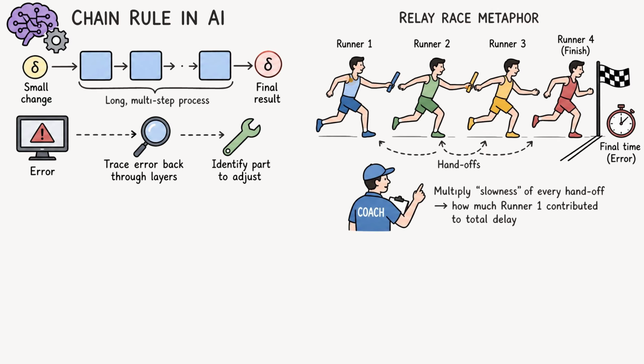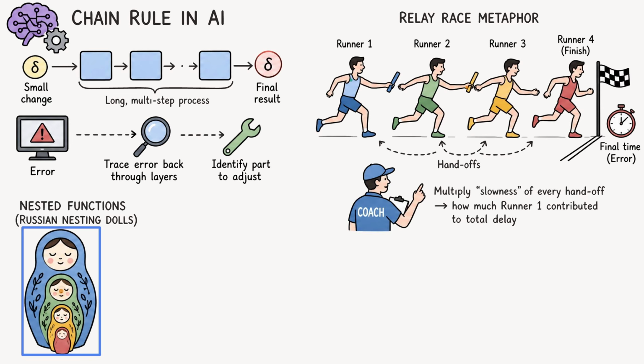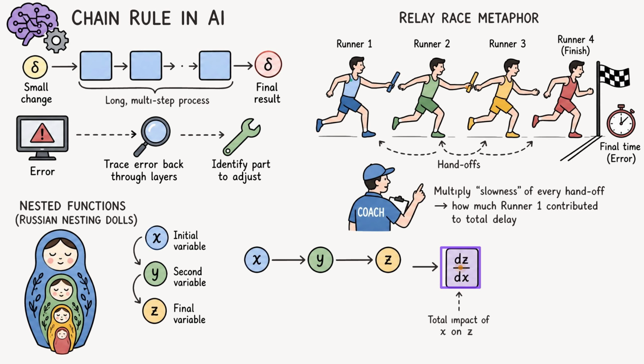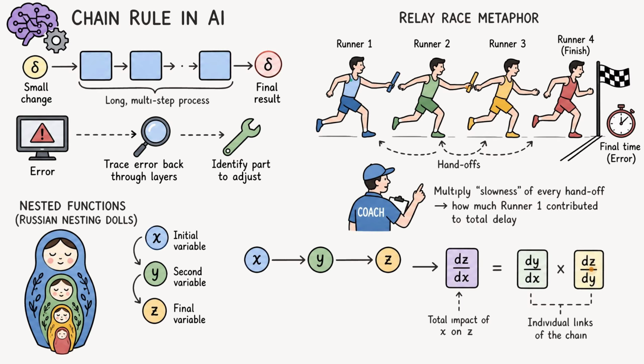In mathematics, we often deal with nested functions, which are functions inside of other functions, similar to a set of Russian nesting dolls. If you have an initial variable x that changes a second variable y and that y in turn changes a final variable z, then x is indirectly causing a change in z. To find the total impact of x on z, you do not need to guess. You simply multiply the individual links of the chain together. The single takeaway to remember here is that by multiplying these local links, we can perfectly measure a global end-to-end effect across any system.